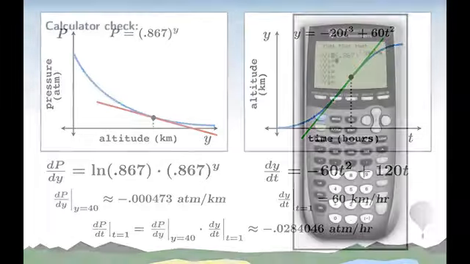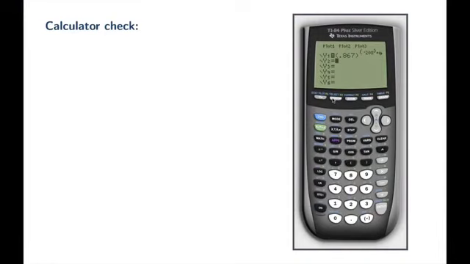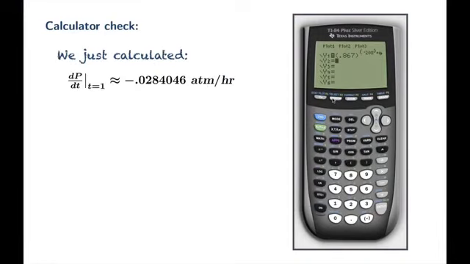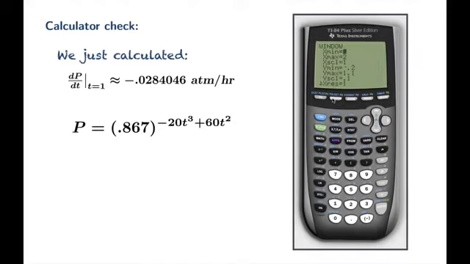So let's use the calculator to check our work. We've just calculated dp/dt when t equals 1. Our goal here is to put the explicit formula for our function into the calculator and then use the calculator's ability to calculate a numerical derivative to check our work. So here's a graph of the function, and you can see that the pressure decreases as a function of time.